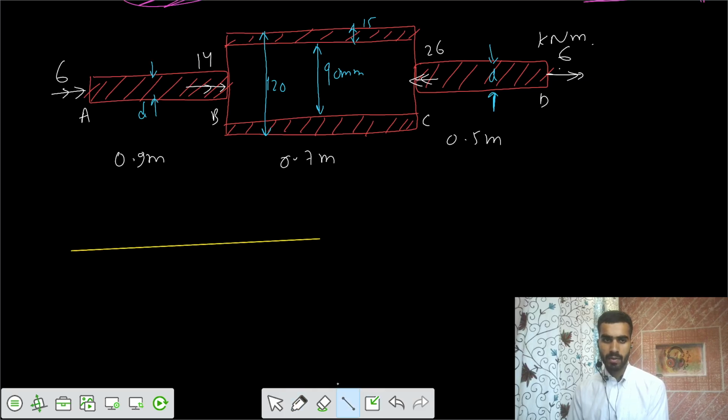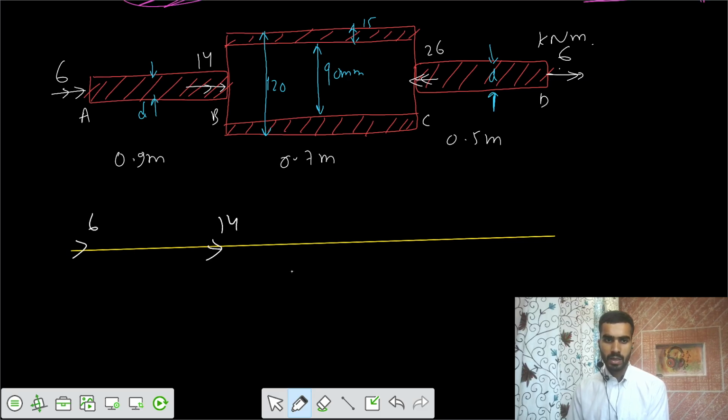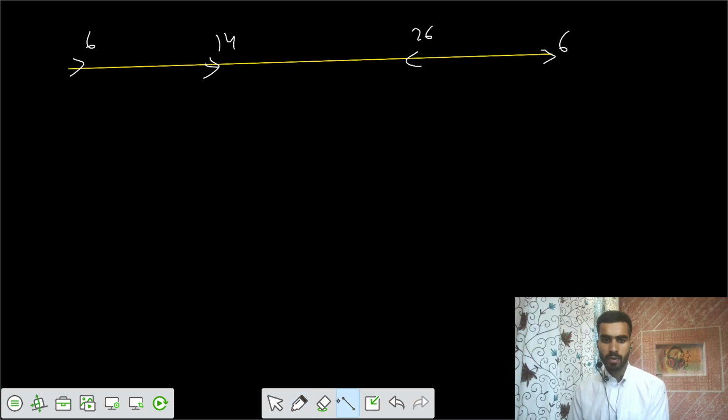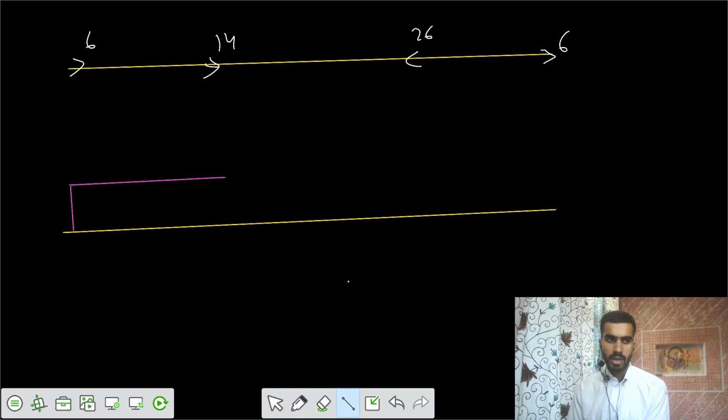So we need to get the line diagram. This is 6, this is 14, then 26, and 6. If I make the TMD, there is an increase of 6. Then there is a decrease of 14, such that the net value becomes minus 8. After that it increases by 6 plus 14, that is 20, and you subtract that 26. Then finally it becomes minus 6.